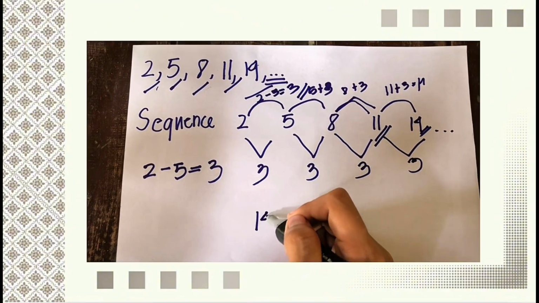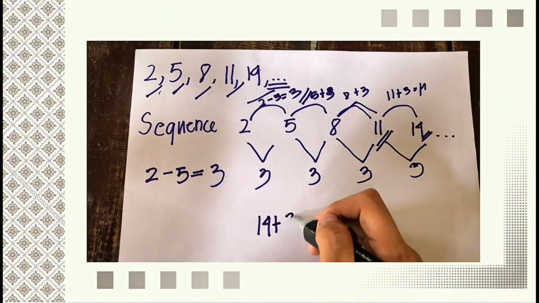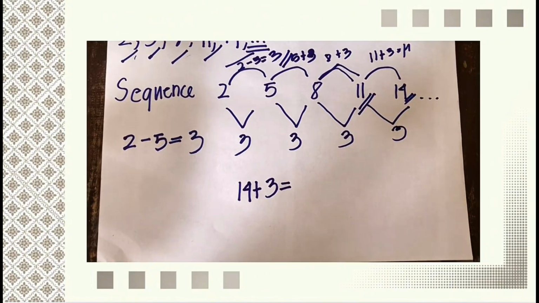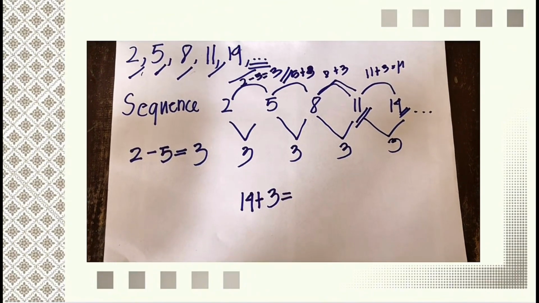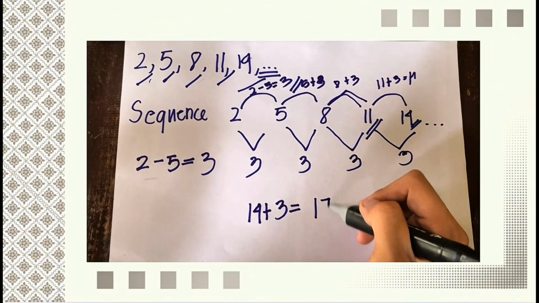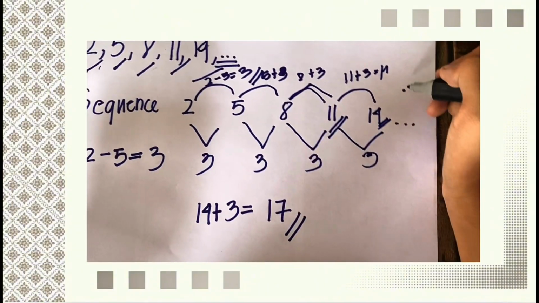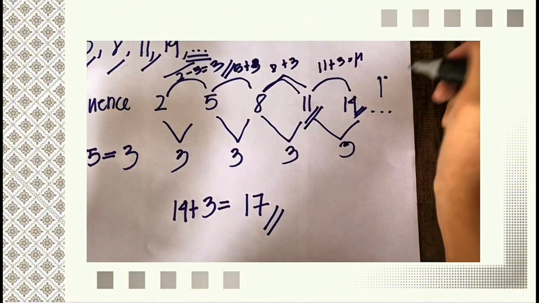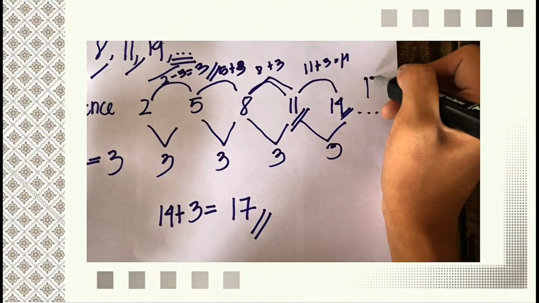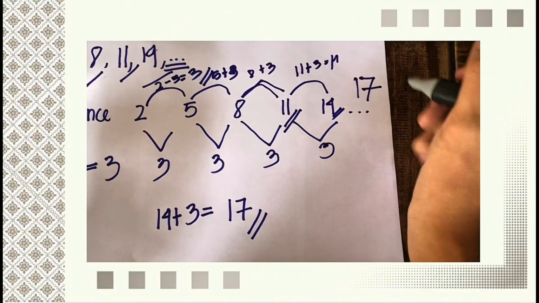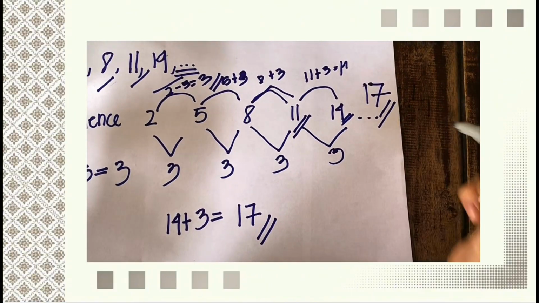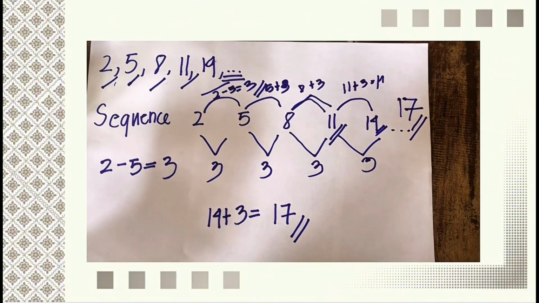To find the nth term, we just add the last number in the sequence, which is 14, and the common difference, which is 3. So 14 plus 3 is equal to 17. So that's why I wrote 17 to show that the nth term is 17. So that's our final answer, 17.